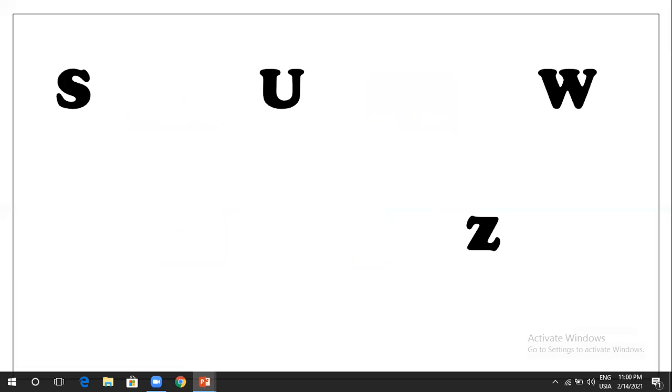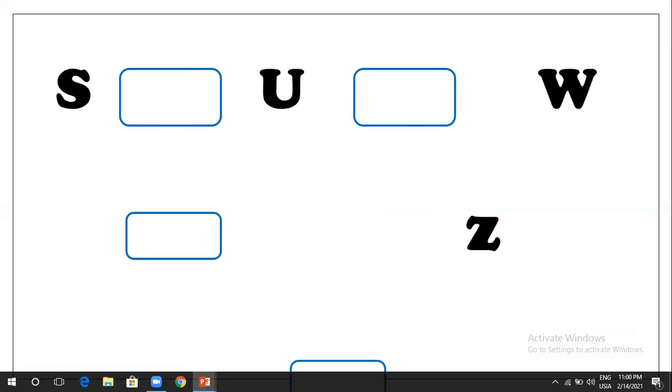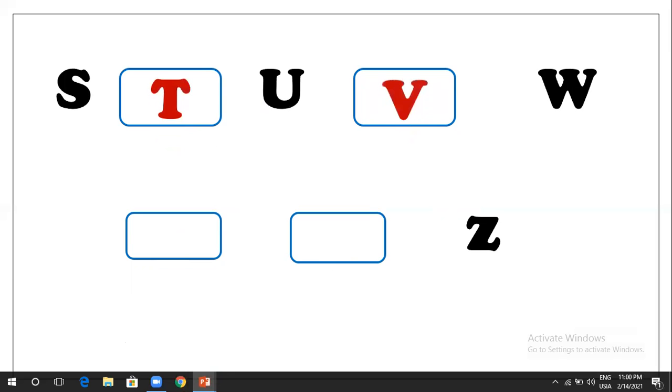Great. Same way, we have to do capital letters. If capital is written, so we have to write capital in the box. S, T, U, V, W, X, Y, and Z. Great. Next.